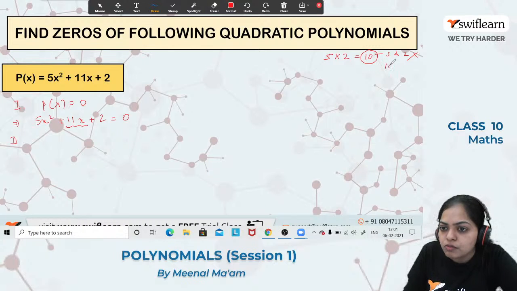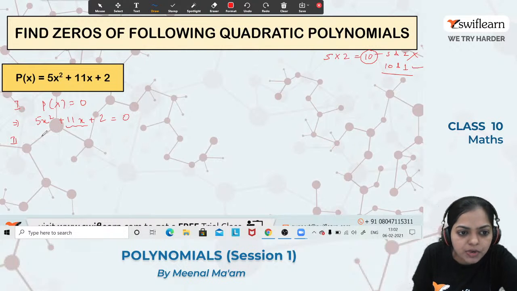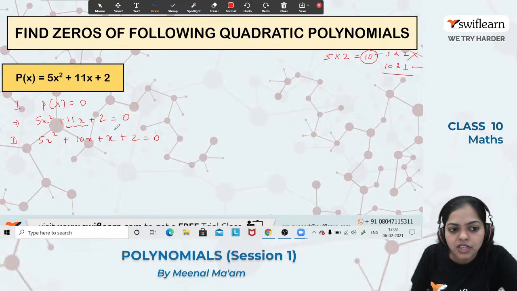And the next factor will be what? 10 into 1, that is 10 and 1. And when we add these two factors, did we get 11 as the answer? Yes, we get 11 as the middle term. So what two factors are we going to take? 10 and 1. So the second step will be splitting the middle term, and we will split it like this: 5x² + 10x + x + 2 = 0. Any doubt till here? No? So this is our second step.